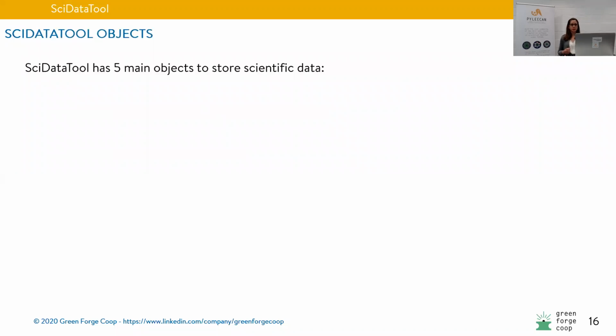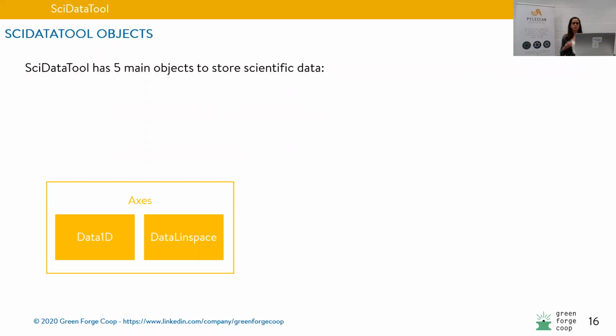So as I showed you last week, there are 5 main objects in SciDataTool. So first we have the axes, which are 1D data. So either you want to store the whole vector and then you use the data 1D, or you know that your axis is a lin space. So you only store the first, the last value, and the discretization.